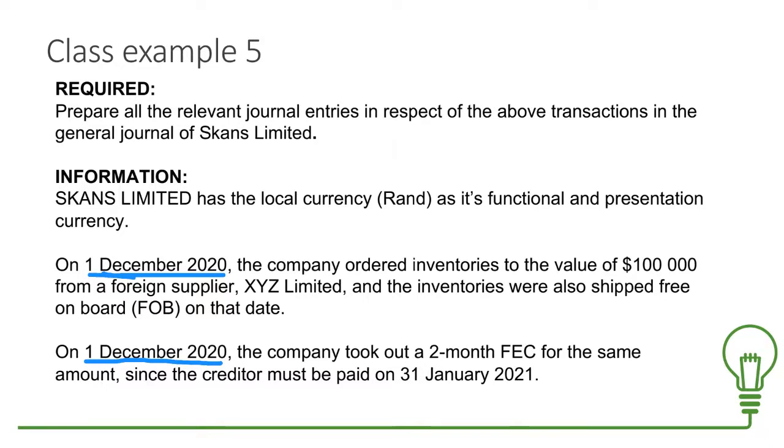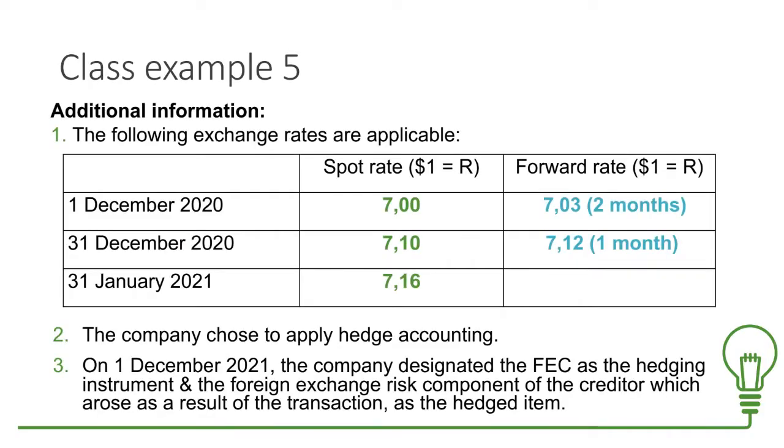So anyway, on the 1st of December 2020, the company took out a 2-month FEC contract for the same amount, since the creditor must be paid on the 31st of January 2021. So the creditor needs to be paid in 2021, 31st of January, and the FEC that they took out is in relation to that specific creditor, right? So here we've got the rates, and what I've done for you is I've created green for the spot rates and blue for the FEC, for the forward rates at least. So that's what we're going to use to try and explain so that you guys understand.